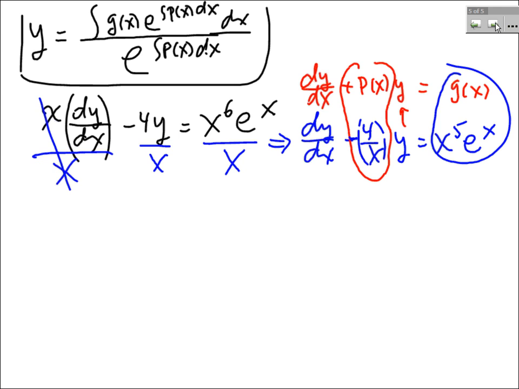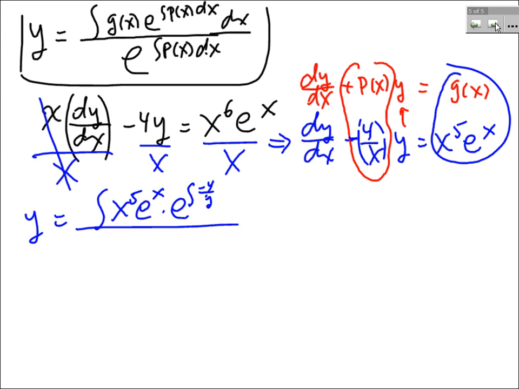Okay, so that was a big step. Now we go right to our formula. y is equal to the integral of g of x, e to the x to the 5th, times e to the integral of p of x, which is negative 4 over x dx.